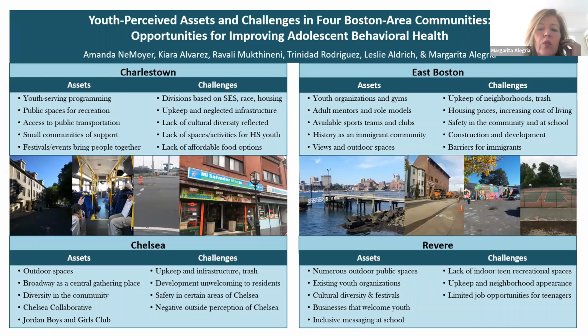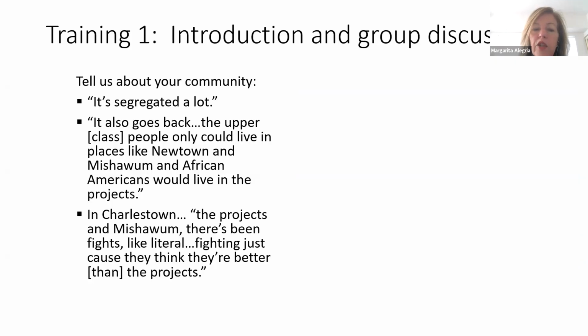This is just to show you what the youth said about their neighborhoods in terms of assets and challenges. And you can see here that some of the things were similar, but some of the things were quite different in how youth saw their neighborhoods. And what's important here is that they themselves generated, for example, East Boston, well, it's a history of an immigrant community. They had a lot of outdoor spaces. They had mentors and role models. In Charlestown, they talk about spaces for recreation, good access to public transportation, and so forth. So they could generate information about their sites and had the pictures to convey this information to the audience.